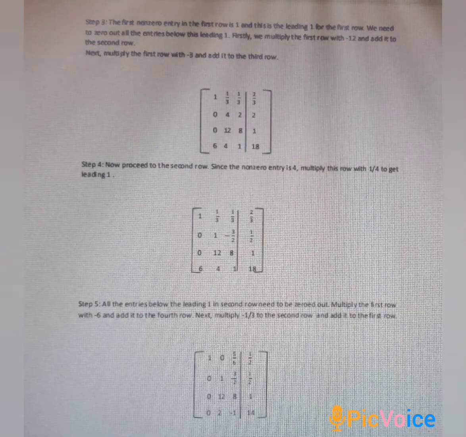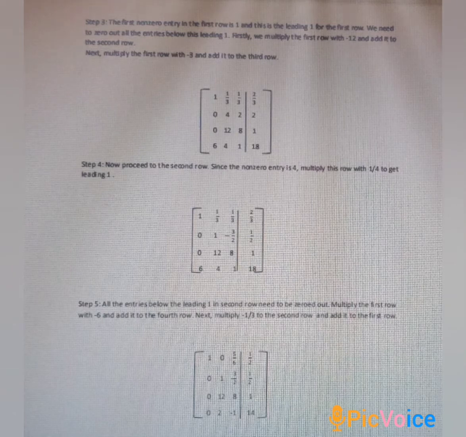Step 3, the first non-zero entry in the first row is 1, and this is the leading one for the first row. So we need to zero out all the entries below this leading one. So firstly, we multiply the first row with negative 12 and add it to the second row. Next, multiply the first row with negative 3 and add it to the third row. So the second row has been changed to 0, 4, 2, 2, and the third row changed to 0, 12, 8, 1.